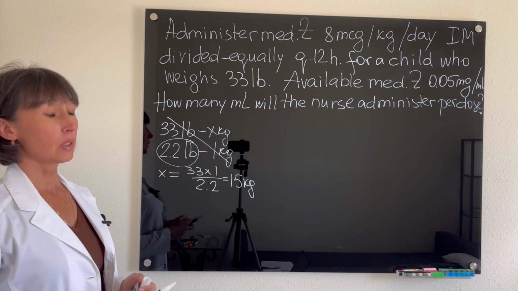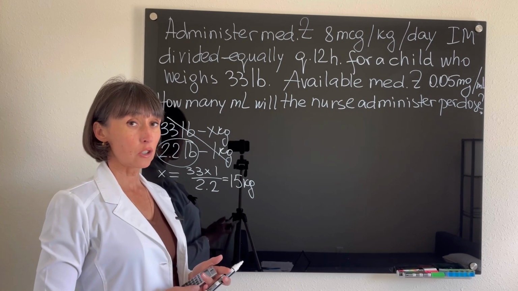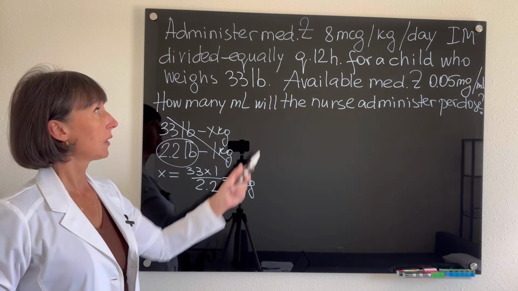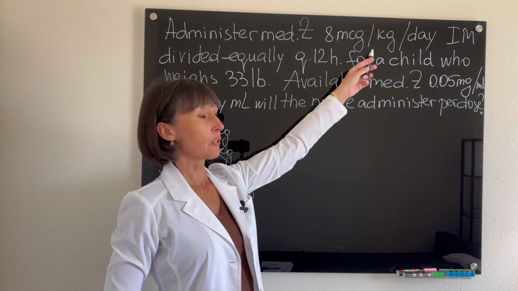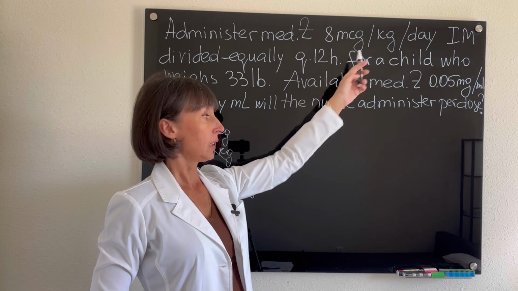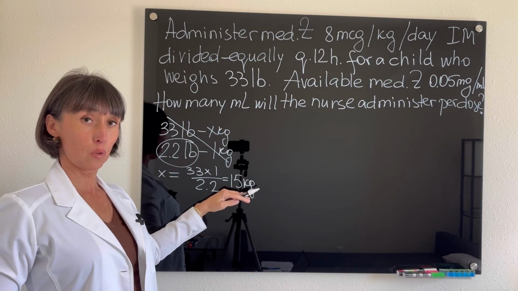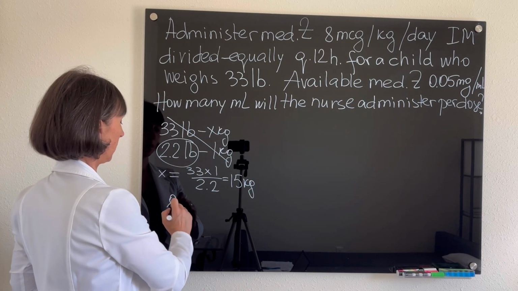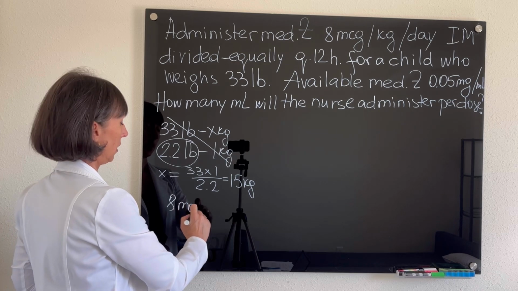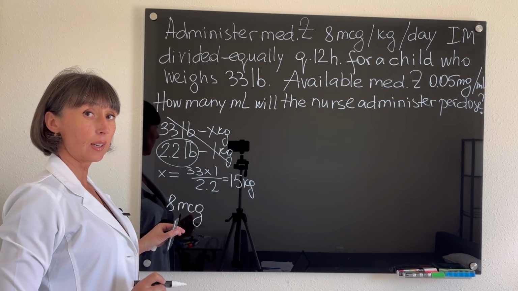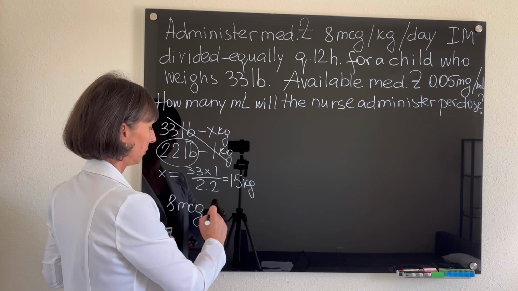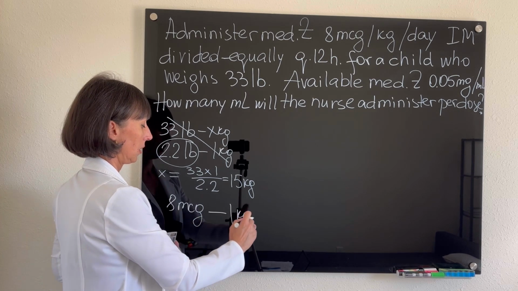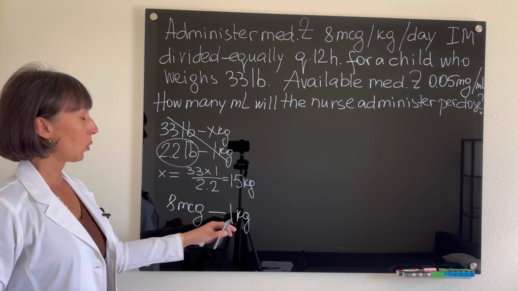Now let's figure out how much of the medication is appropriate for this child. So 8 microgram is for 1 kilogram of body weight. Then how much do I have to give to this patient? 8 microgram is for 1 kilogram.